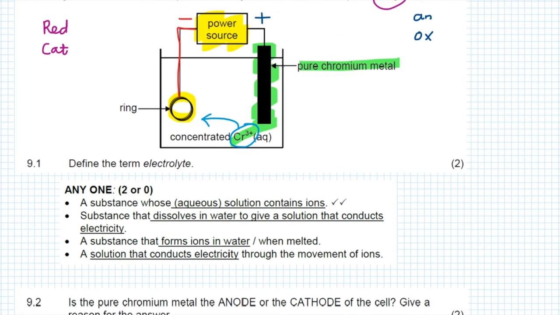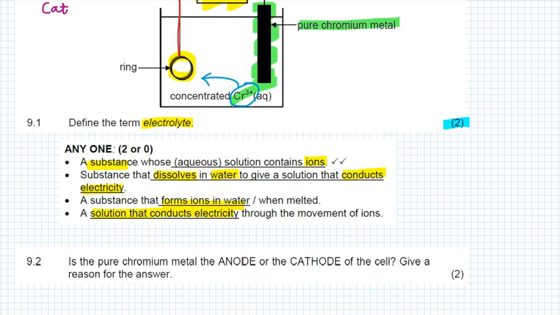Question 9.1 says, define the term electrolyte. We can say that an electrolyte is a substance whose aqueous solution contains ions. This will get us 2 marks. Or we can say it is a substance that dissolves in water to give a solution that conducts electricity. This answer can also get you 2 marks. We can say that it is a substance that forms ions in water or in melted form. Or we can say it is a solution that conducts electricity. For any of these options, you will obtain your 2 marks for question 9.1.